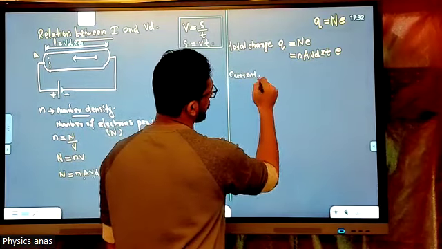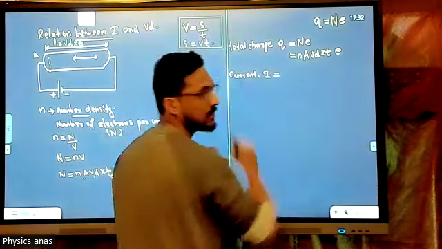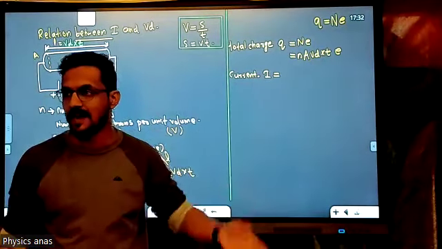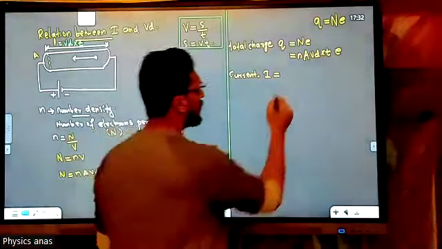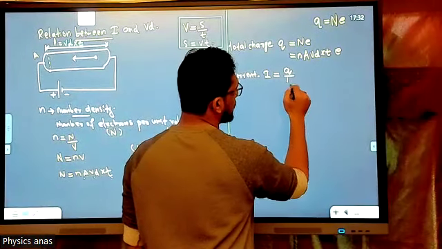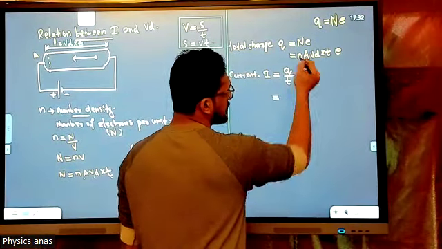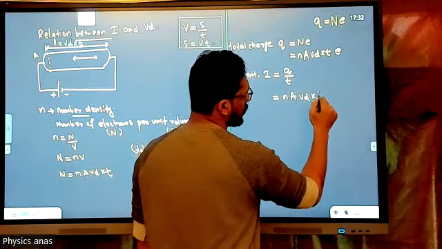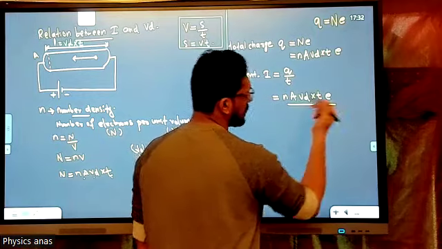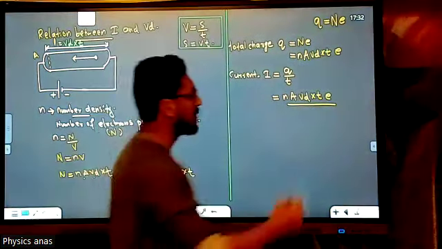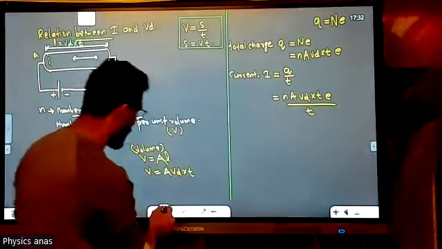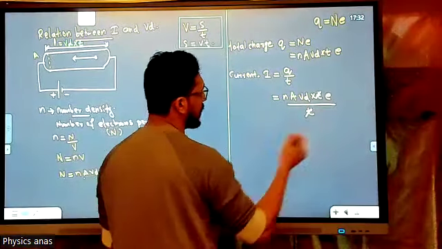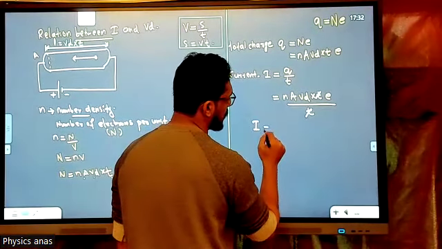What will be the current? I is equal to... What is the relation of current with charge? Charge by time is current. Q by t, right? Q by t is current. That means this is Q = n A Vd t e. That's the charge, and current is the charge divided by time. What will happen now? This t will be gone.